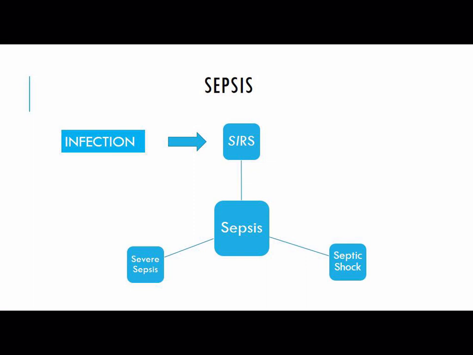However, if diagnosis is delayed, it can trigger organ dysfunction, leading to severe sepsis. When severe sepsis is associated with resistant hypotension, it constitutes septic shock. The mortality rate from severe sepsis is 35%, and from septic shock it's 50%.